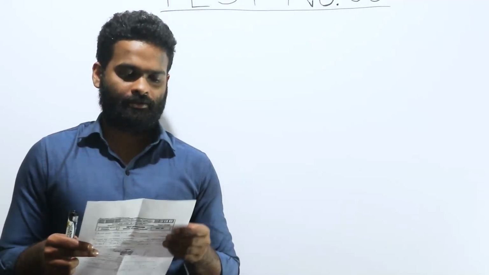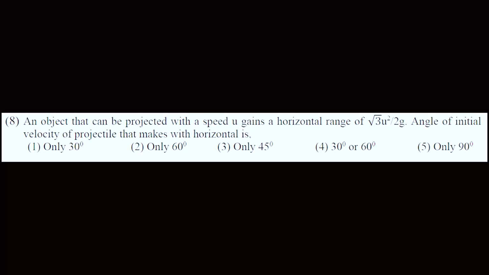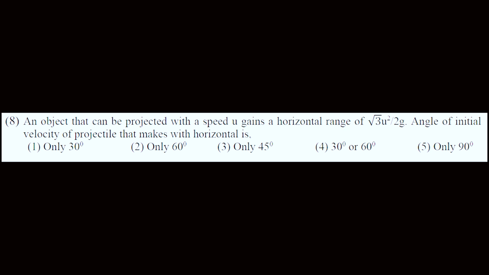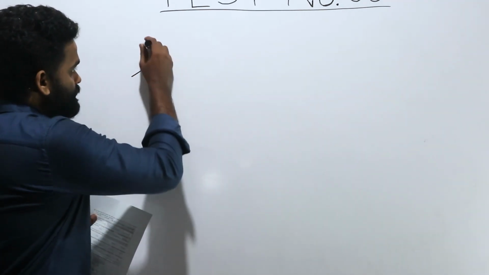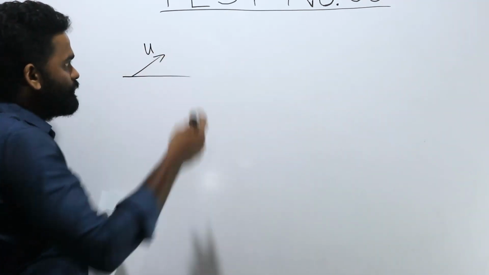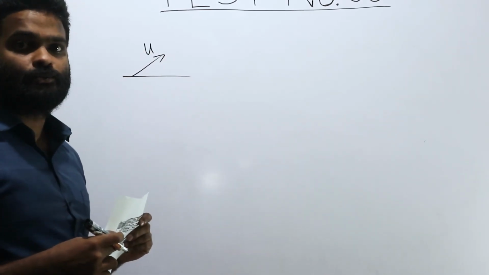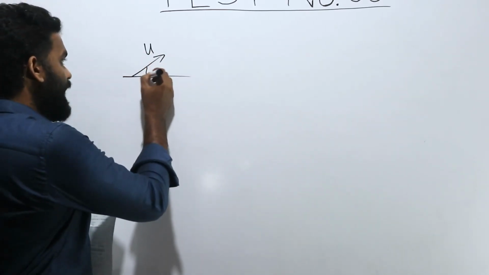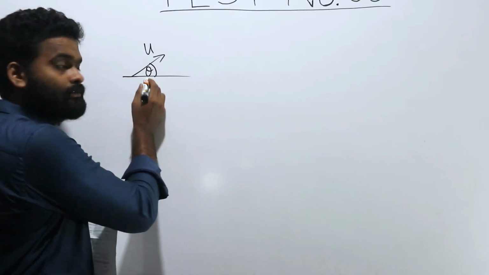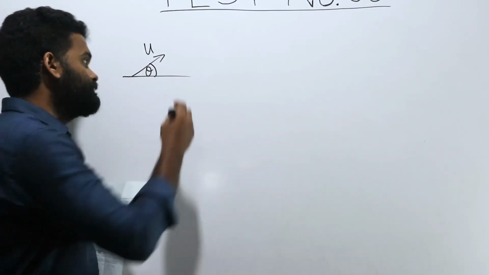Question number 8. An object is projected with the speed u and gains a horizontal range of root 3 u squared over 2g. What is the angle of the initial velocity of the projectile with the horizontal? This is a projectile motion question. The initial velocity of the projectile is u. Let's say the angle, which is what they ask, is theta.